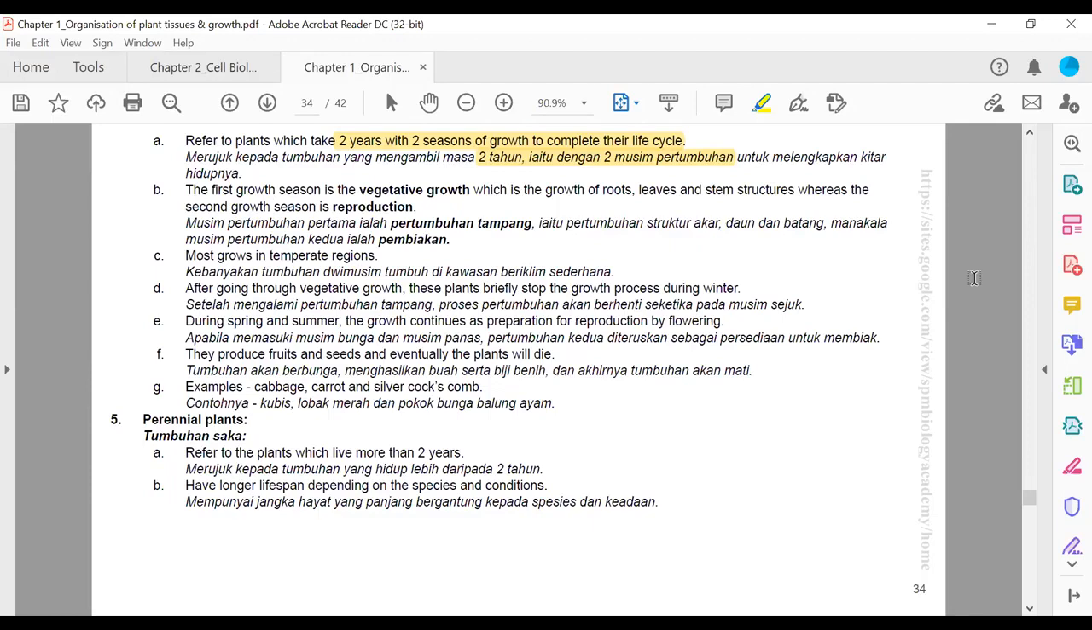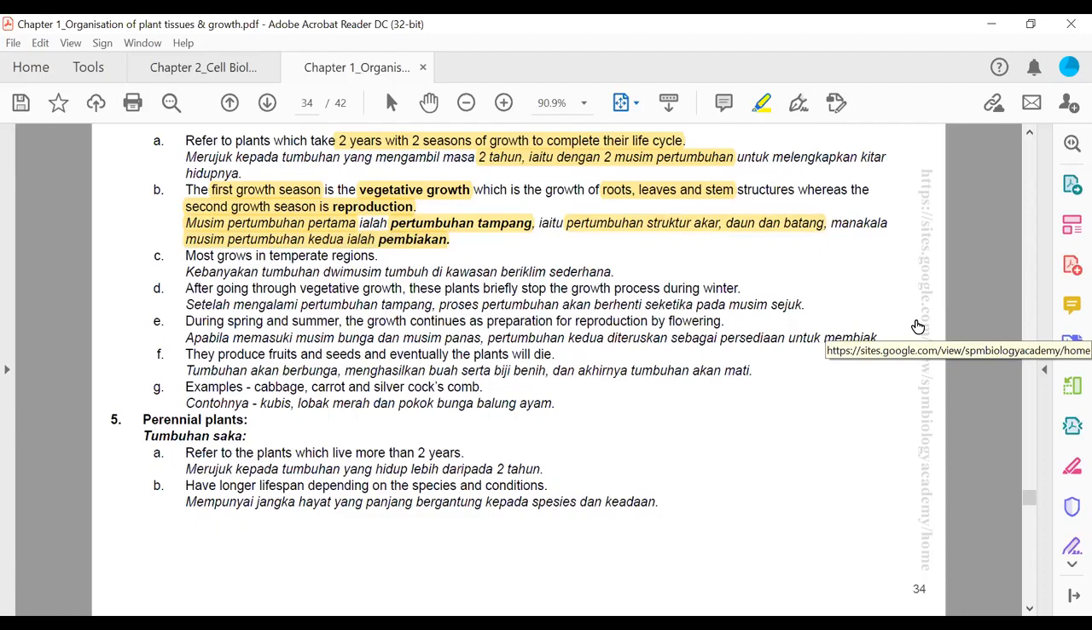So what are the 2 musim punya pertumbuhan? What are they? Let's see. The first growth season is the vegetative growth, which is the growth of roots, leaves, and stem structures, whereas the second growth season is reproduction. So musim pertumbuhan pertama ialah pertumbuhan tampang, iaitu pertumbuhan struktur akar daun dan batang, manakala musim pertumbuhan kedua ialah pembiakan.